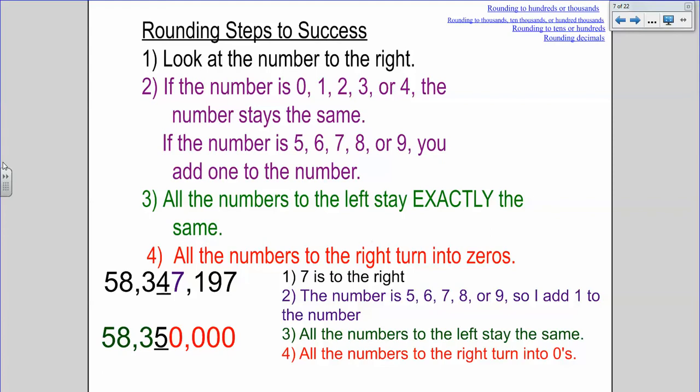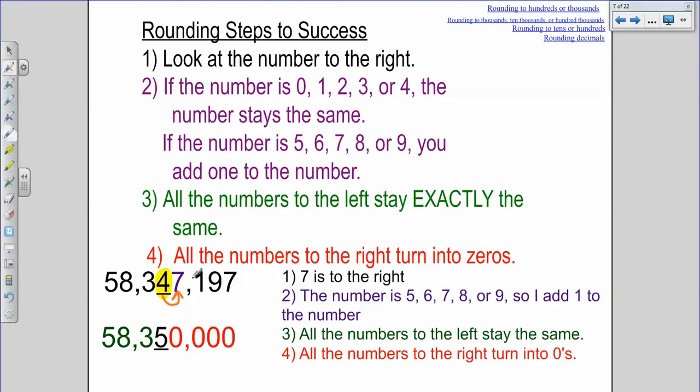When we're rounding, the question will always be asking us, do we want to round to the nearest 10,000, round to an underlying digit? So we'll always know which number we're trying to round to. In this example, the 4 here is my underlying digit. We're going to use this number as an example to go through our steps to success. I'm going to always look at the number to the right of my underlying digit. So I'm going to look at the 7.